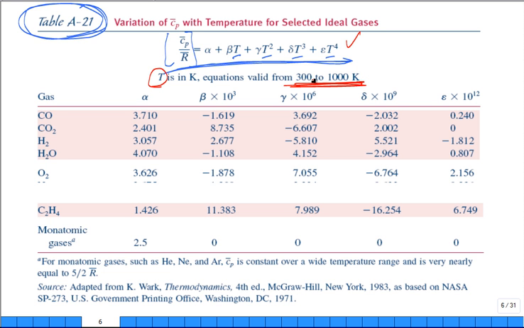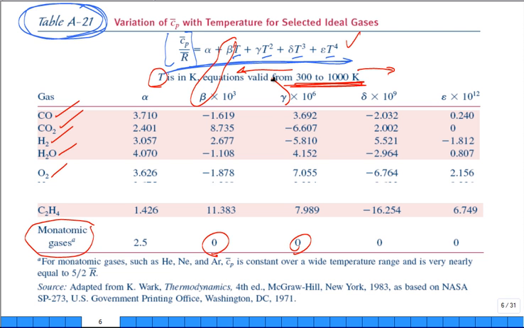Go ahead and plot it below 300 and above 1,000, and you'll watch it start to really shoot around and wiggle. Here are the coefficients for carbon monoxide, dioxide, all these, and down at the bottom, all they say is monoatomic gases. What is the coefficient of beta for a monoatomic gas? What about gamma for a monoatomic gas? What's the only non-zero alpha? The beginning, it's just a constant, 2.5.